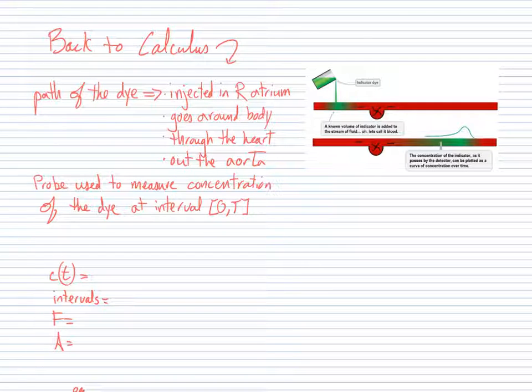So using calculus is a little bit simpler than the blood flow portion. Typically for the calculus aspect of this, we use a dye to simplify the mathematics. The dye is injected through the right atrium, goes around the body, back through the heart, and goes out through the aorta. A probe measures the concentration of dye leaving the heart within a specific interval known as 0 to t, as I said right here.